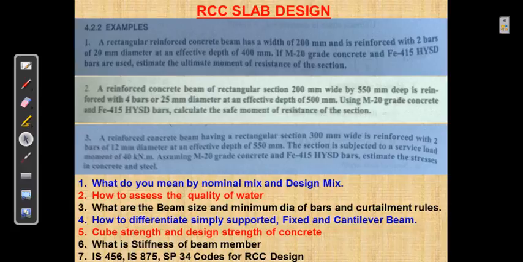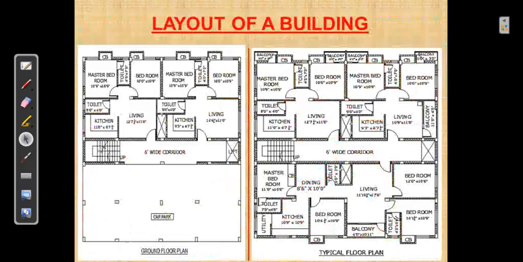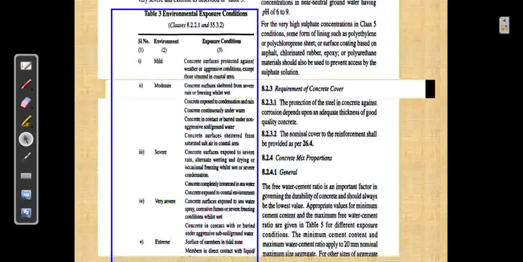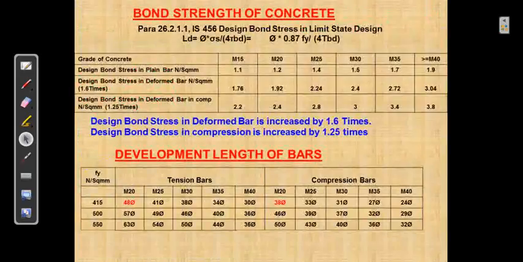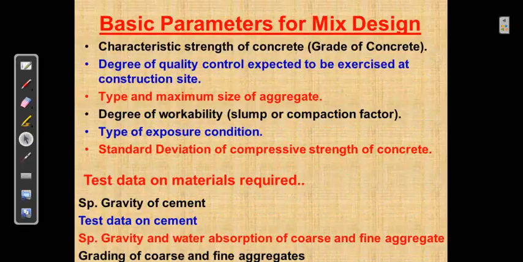So see, a two-way slab is when the Ly by Lx ratio is less than or equal to 2. That is known as a two-way slab. And when Ly by Lx is greater than 2, it is known as a one-way slab. Okay, so this will be the flow diagram, and see development length. We already discussed design mix.